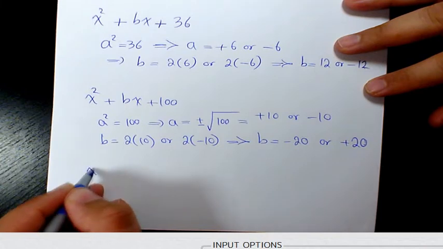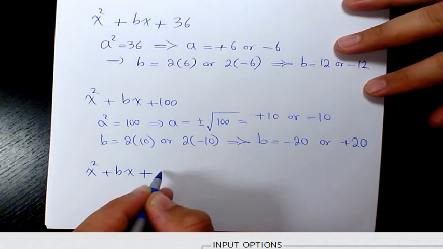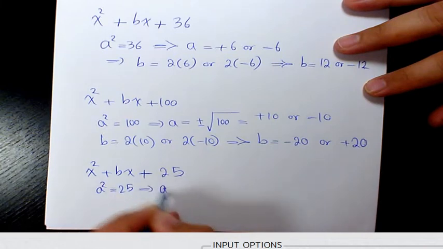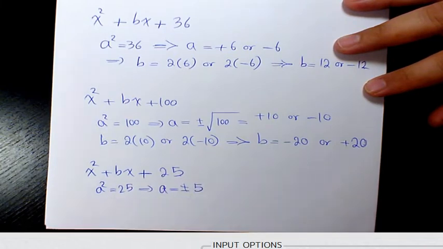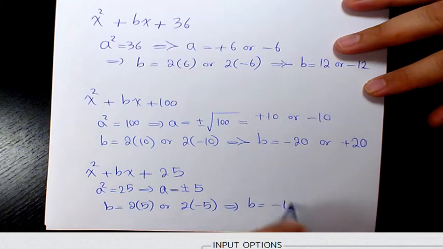Another example, x squared plus bx plus 25. a squared is 25, which means that a is positive or negative 5. So therefore b is 2 times 5 or 2 times negative 5, which means that b is either negative 10 or positive 10.